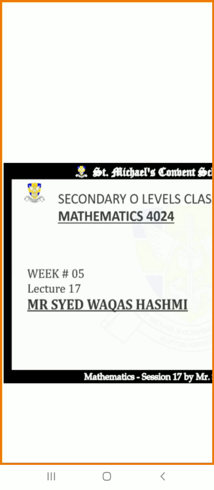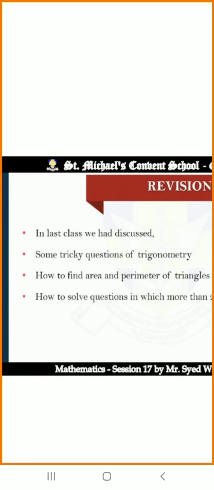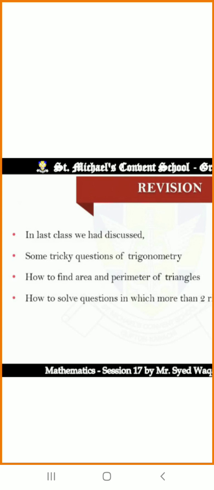It's week 5, and we were discussing the topic trigonometry. In the last class, we discussed some of the tricky questions of trigonometry, and how you find the area and perimeter of a triangle. Perimeter of any shape is the sum of all its outer sides, not the internal sides. And we discussed how to solve questions in which more than two right angle triangles are involved, right? That was the last class.